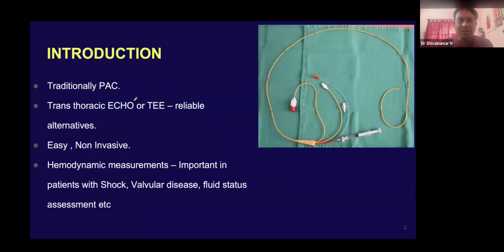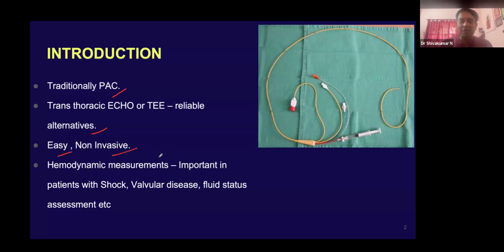Traditionally, measurement of intracardiac pressures was done using invasive methods like the pulmonary artery catheter. We used to place the pulmonary artery catheter and take the measurements. But after echo came, either transesophageal or transthoracic, it was a reliable alternative for measurement of intracardiac pressures. It is an easy, non-invasive method for intracardiac measurements.